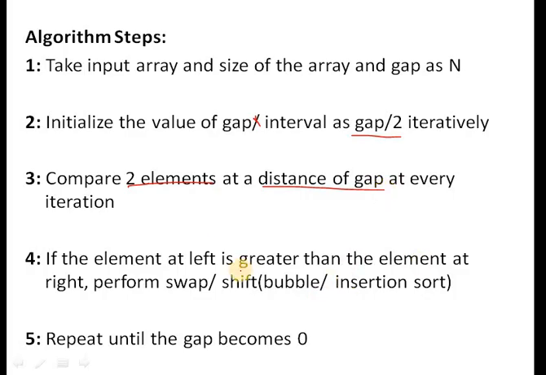If the element at the left is greater than the element at the right, we are going to perform a swap or shift. That's the user's choice. They can implement either bubble sort or insertion sort. Bubble sort swaps the elements. Insertion sort shifts and inserts the element in the position. You can use either mechanism in order to exchange these two elements, and repeat these steps until the gap becomes 0. If the gap becomes 0, you can stop the algorithm. Algorithmic steps will give the sorted list.